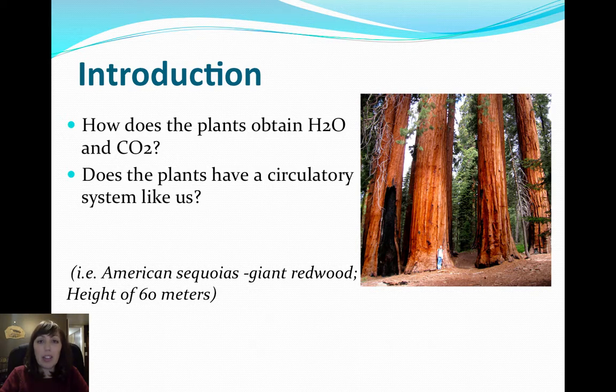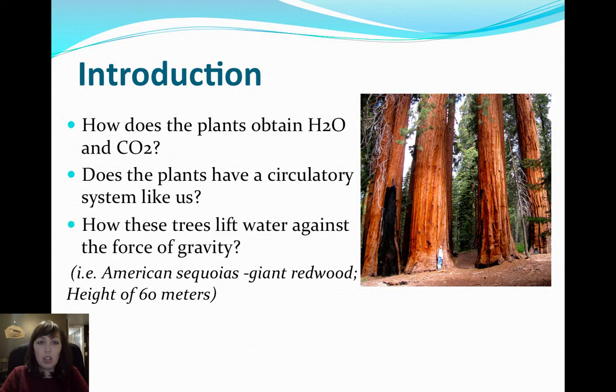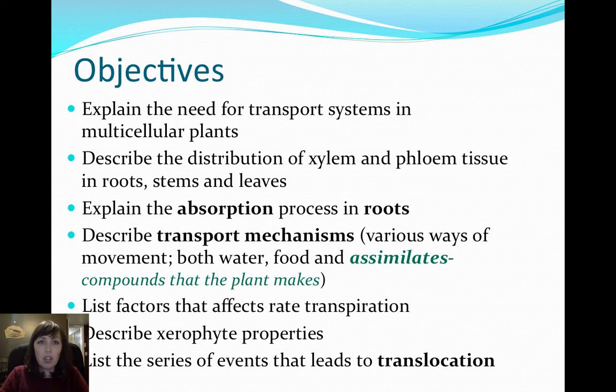So how does the plant get the water and the CO2? And does the plant have a circulatory system like we do? So how would these trees lift water against the force of gravity? Okay, so here are your Cambridge objectives.